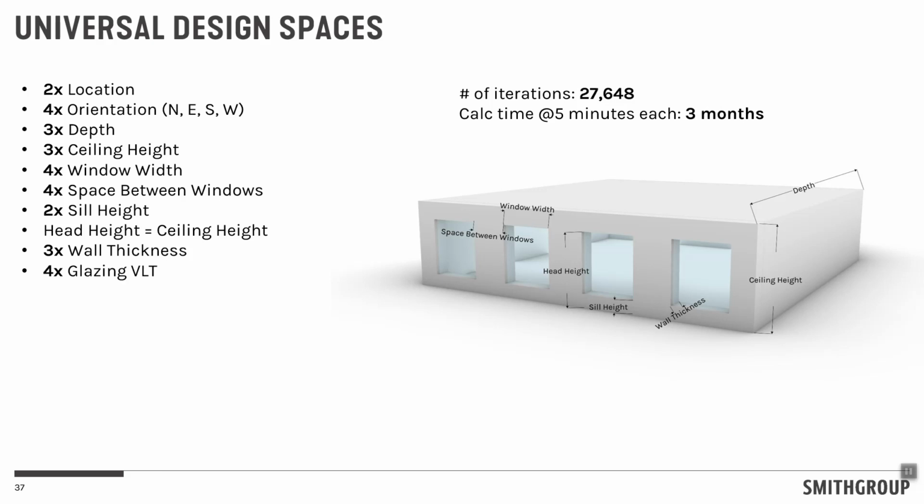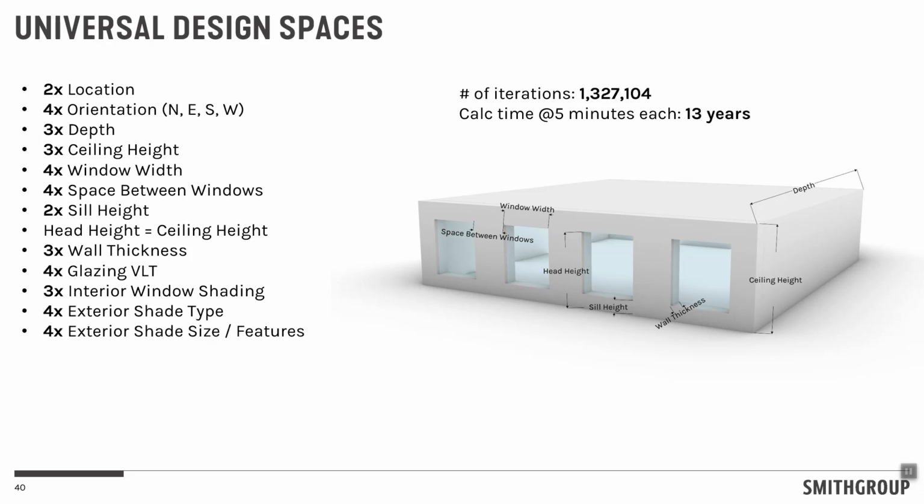Different wall thicknesses for glazing types. We're up to 3 months now, 27 iterations. Interior window shading, the blinds that you pull. How about exterior shades? How about the different sizes of these exterior shades? Context, all of these things matter.